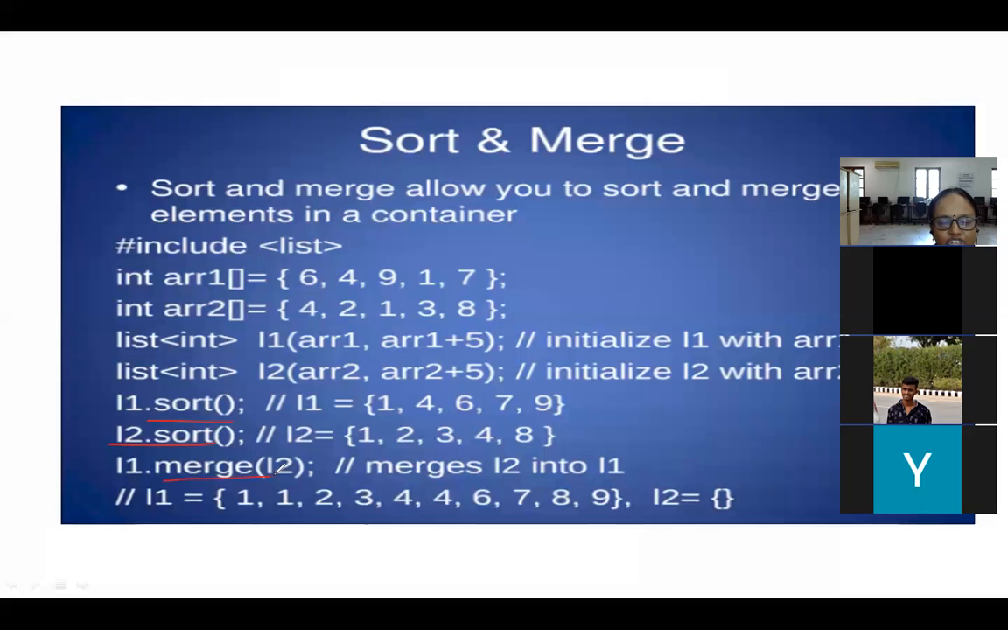Then if I do merge, automatically all elements will be merged. And in the merge also, you can see that the elements are merged in ascending order. So that's why we say it's not simple merging. 1, 1, 2, 4, 2, 3, 4, 4, 6, 7, then 8, 9. So if I want to delete the duplicates, that is also possible in the algorithm concept.